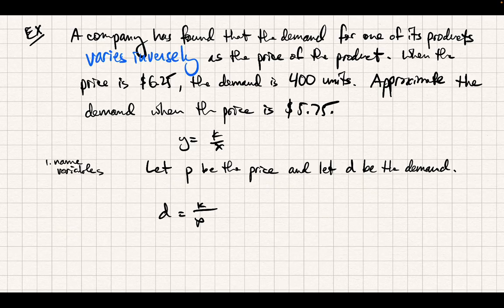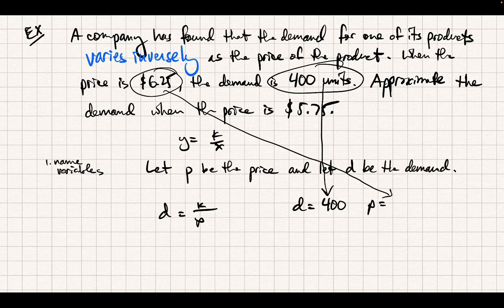What do I have from my problem? You have D. So what's D from my one data point? 400 units. And what's the price when that's true? 625. Price is X, and then we want to find 575. I'm going data mining right now. I'm extracting the example data that is given to me in my problem.